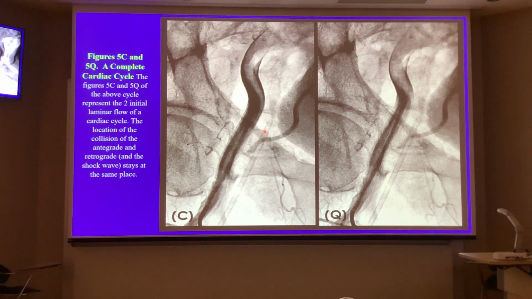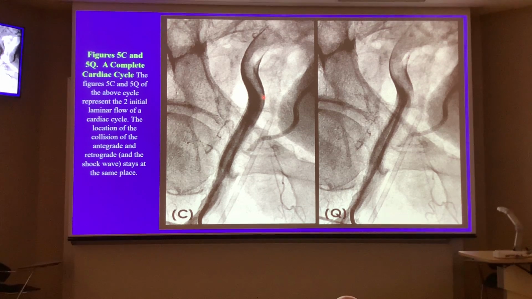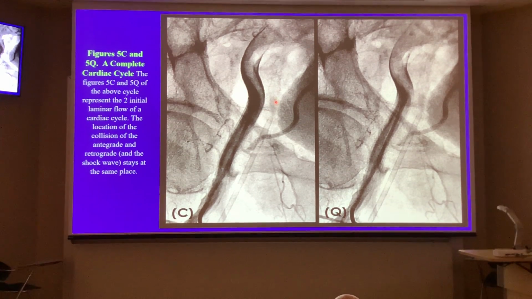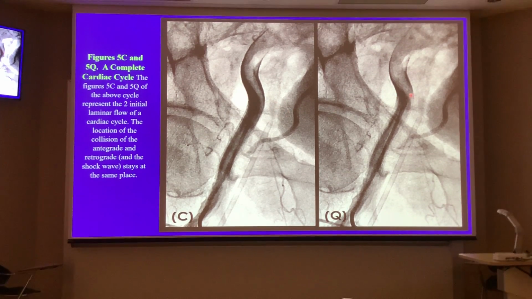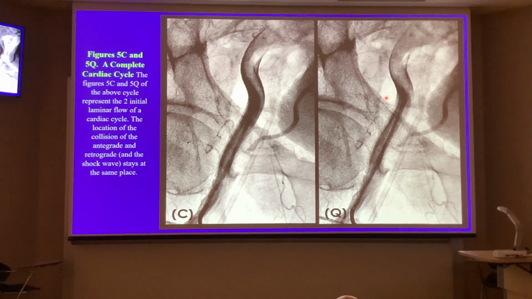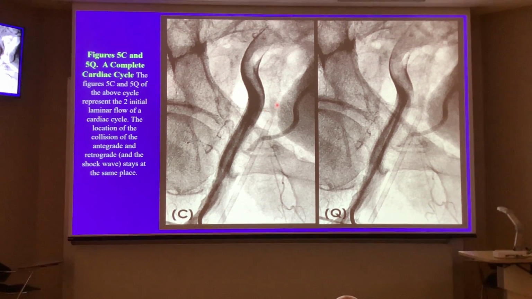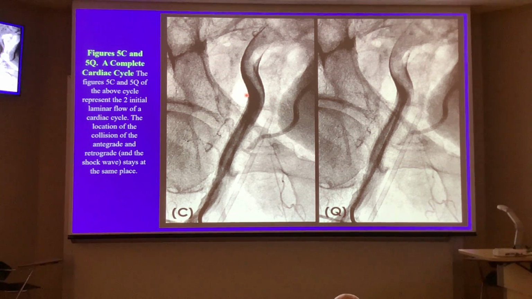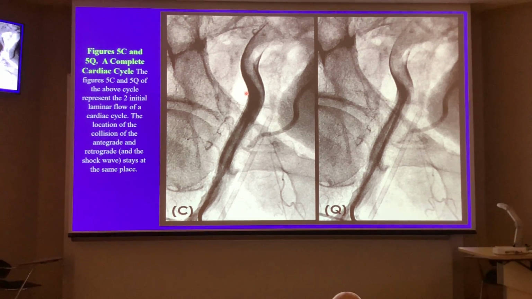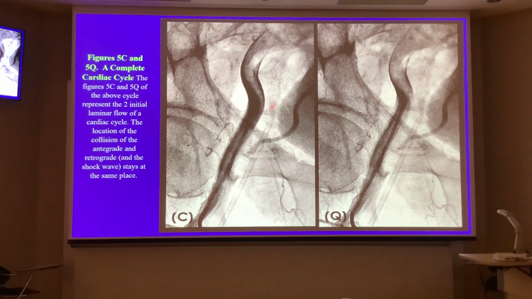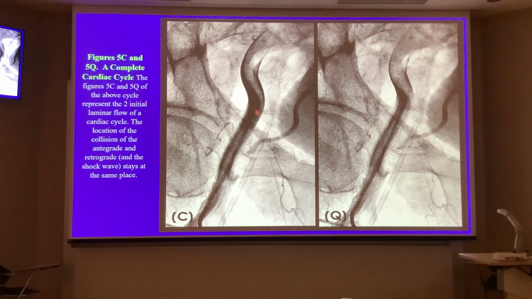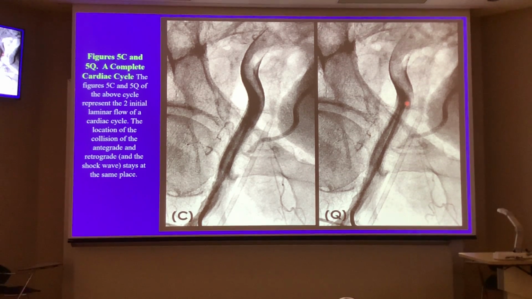The location of the collision of the antegrade flow and the retrograde flow stays at the same place, and we usually see this in patients who have a lesion at the middle of the iliac artery, just as lesions in the coronary arteries usually happen in the middle segment of the artery.